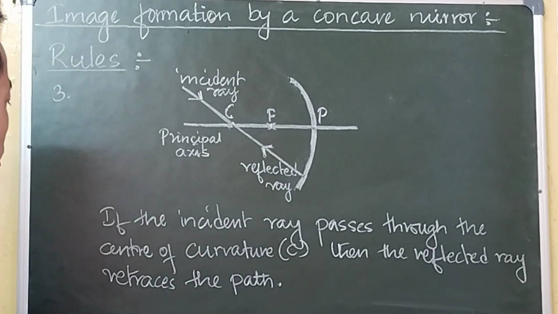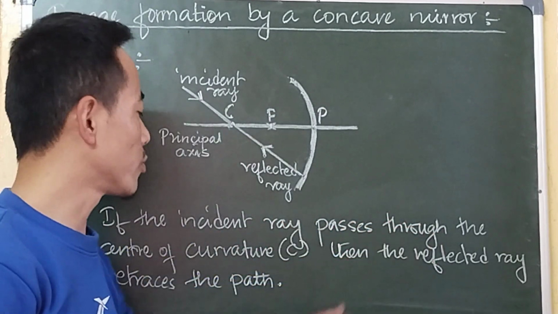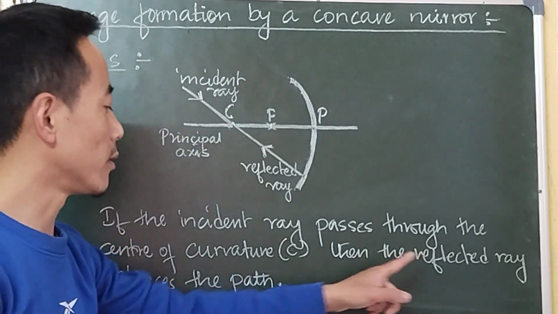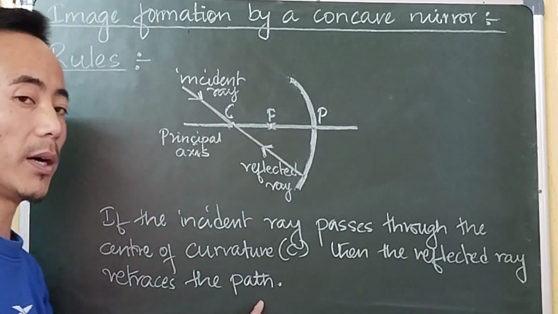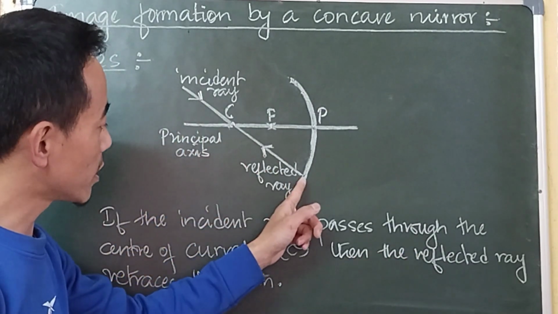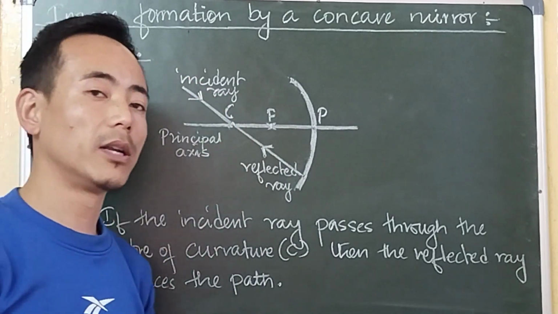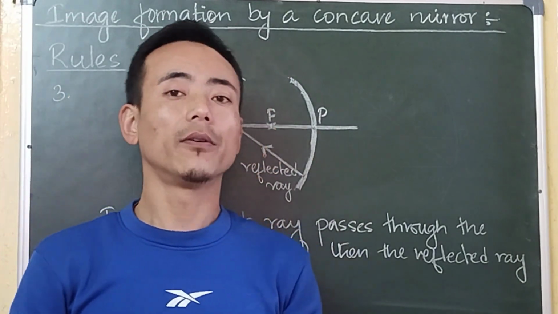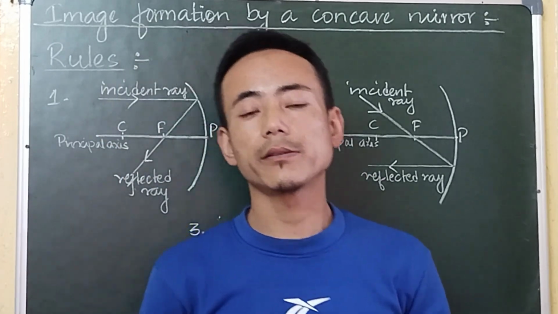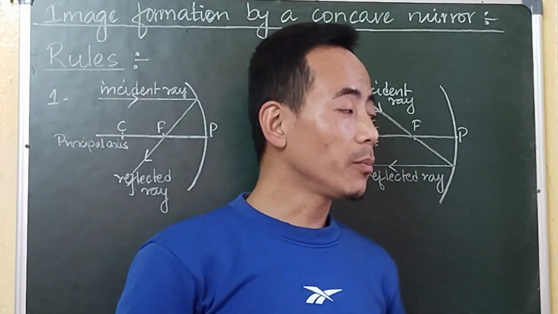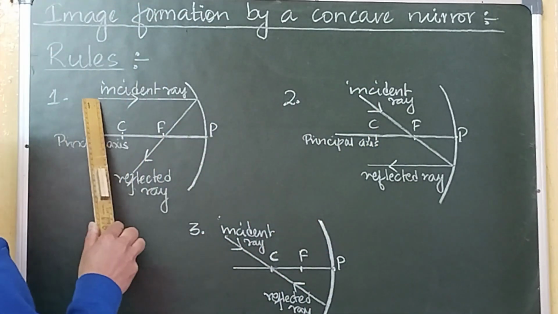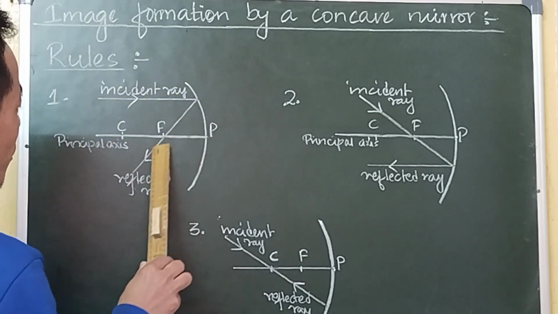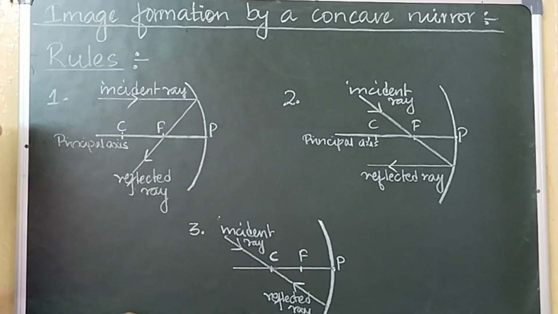The statement you can see: if the incident ray passes through the center of curvature, which is capital letter C, then the reflected ray retraces the path. Retrace means to follow the same path in the backward direction or in the opposite direction. So this is rule number 3. Okay, let's revise the 3 rules again. Rule number 1 says that if the incident ray is parallel with the principal axis, then the reflected ray will pass through the focus F.